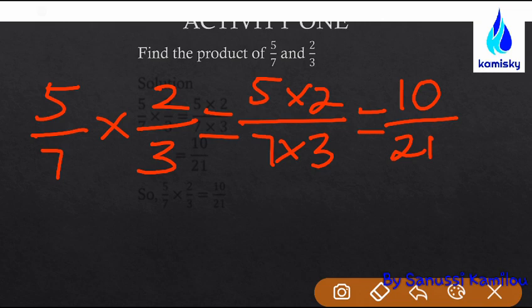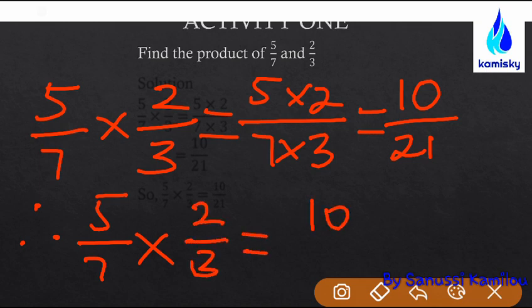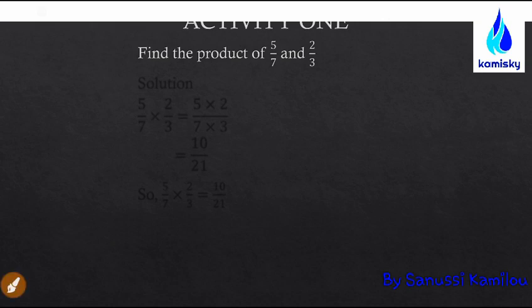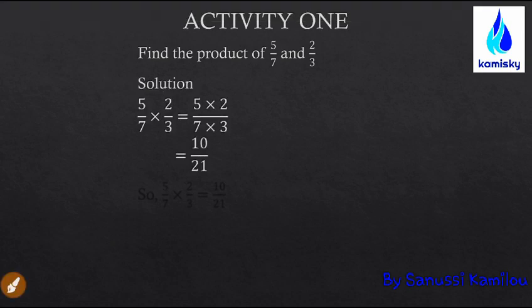You just ask yourself, is there any number that can go into 10 and at the same time go into 21? There's no number. Therefore, our answer remains the same. Okay? So when you finish, you can conclude. Therefore, 5/7 times 2/3 is equal to 10/21. Congrats. That is all about today's lesson. Is it not so simple? That's correct. So let's go. This is what we just did, and we've gotten 10/21.